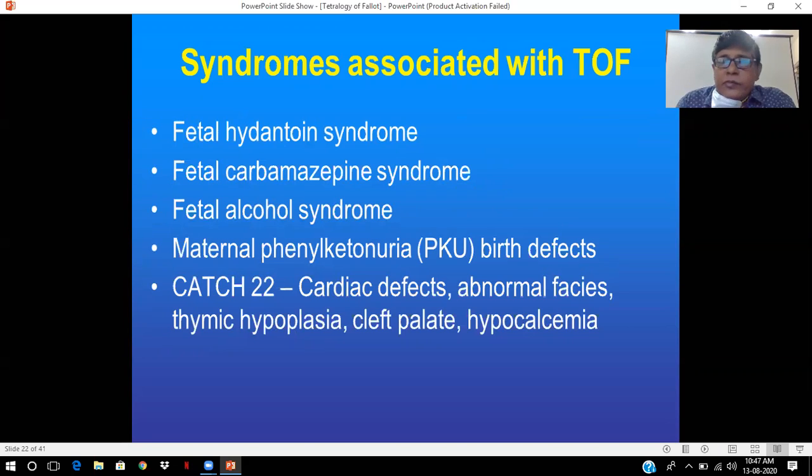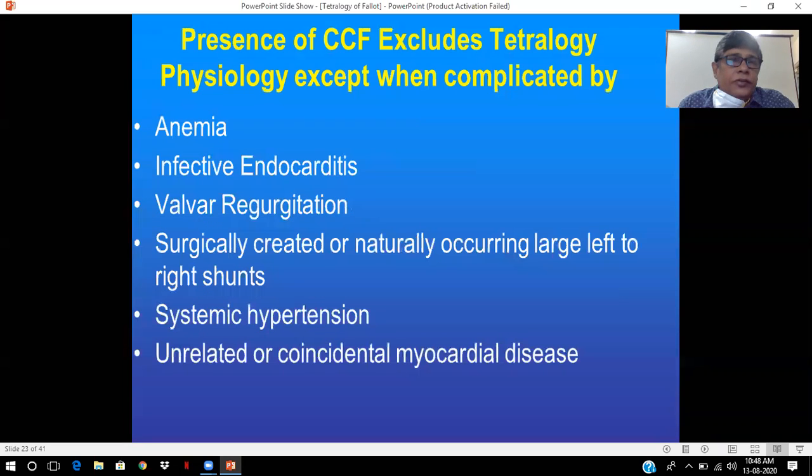TOF can be associated with certain syndromes like fetal hydantoin syndrome. If the mother is taking phenytoin during her antenatal period, or taking carbamazepine, fetal alcohol syndrome, and mainly phenylketonuria in the mother, these can cause this TOF birth defect. CATCH-22 is a combination of defect of the heart, abnormal facies, thymic hypoplasia, cleft palate, and hypocalcemia. This is known as CATCH-22.